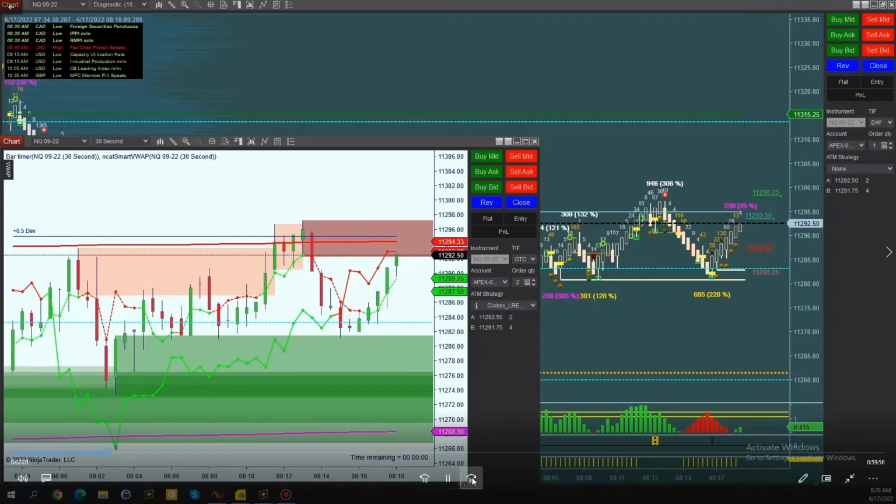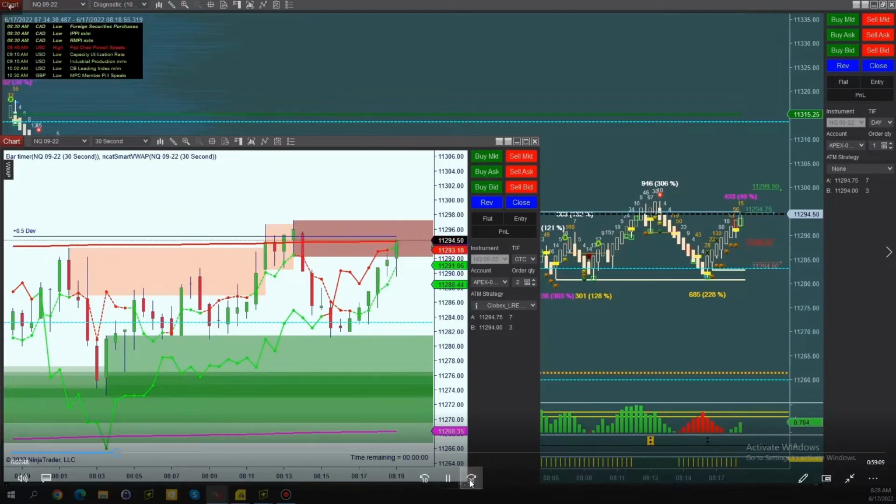So I'm going to fast forward here. It's coming back up to test the dev again. But look, we got another reset. It flipped red. So if this breaks long, we need it to flip again green. So right now, I'm not even really looking for anything at the moment. I'm going to fast forward.